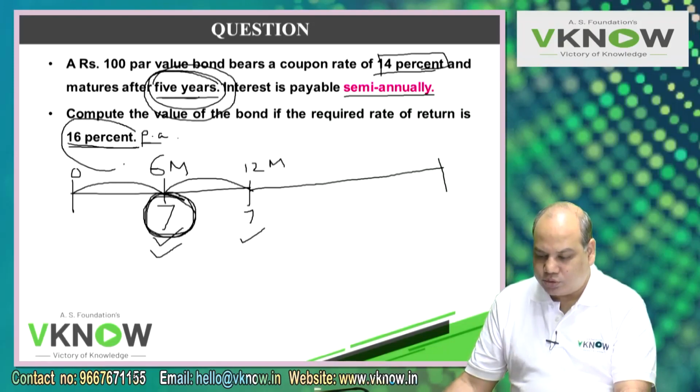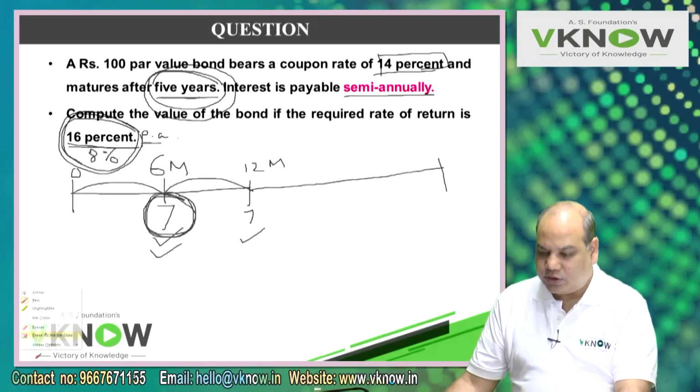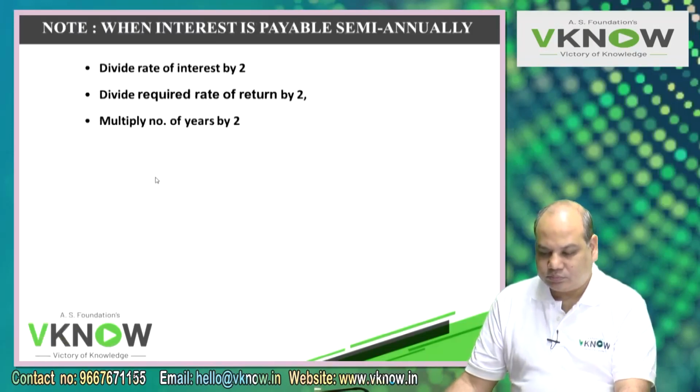Okay, what about the discount rate? Are we going to use the same 16% discount rate, or are we going to change this also? So of course we are going to change this also. If the discount rate is 16% per annum, then for discounting of cash flows, I will take 8% for 6 months. So it means in this question, 3 changes will take place.